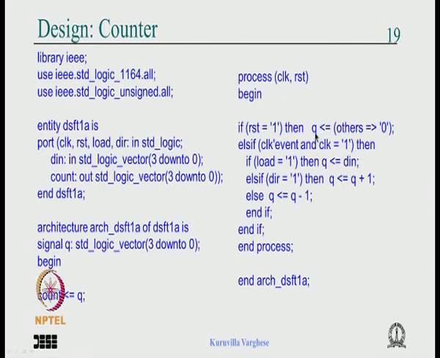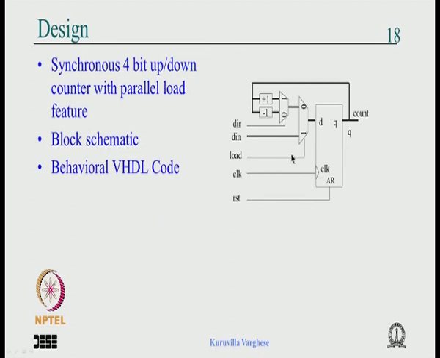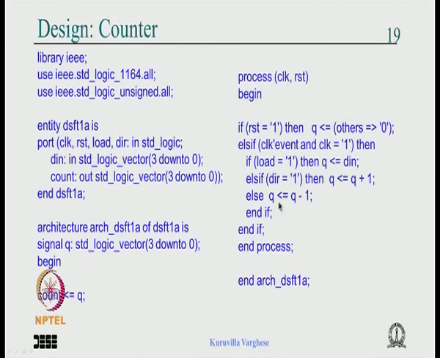If reset is 1, Q gets all 0, else if clock event and clock is equal to 1, then underneath all that is coming behind, and this has highest priority, next this has a priority. So if load is 1, then Q gets DIN, else if direction is 1, then Q gets Q plus 1, else Q gets Q minus 1, end if.